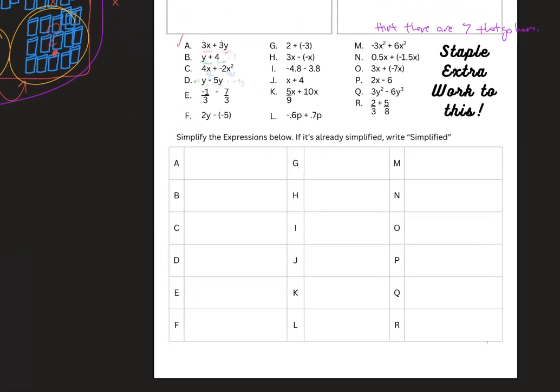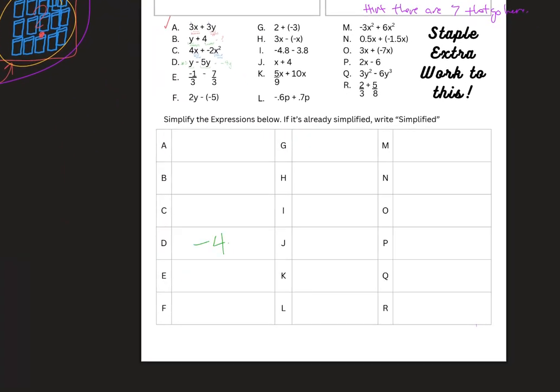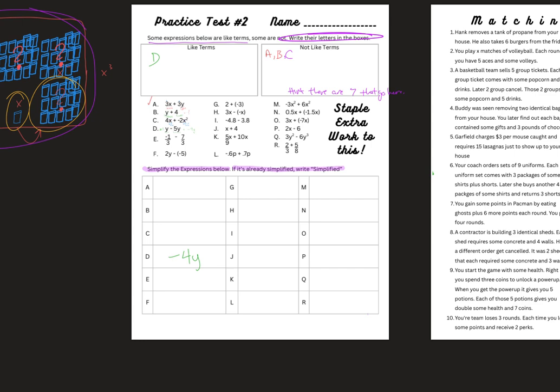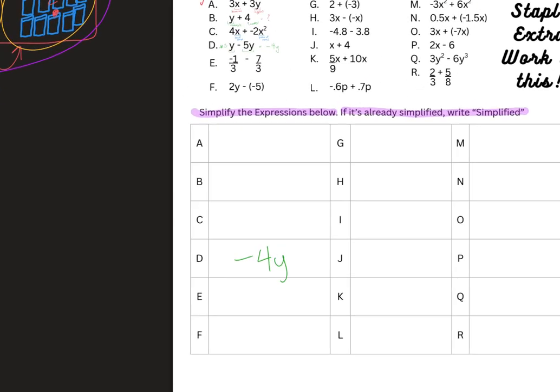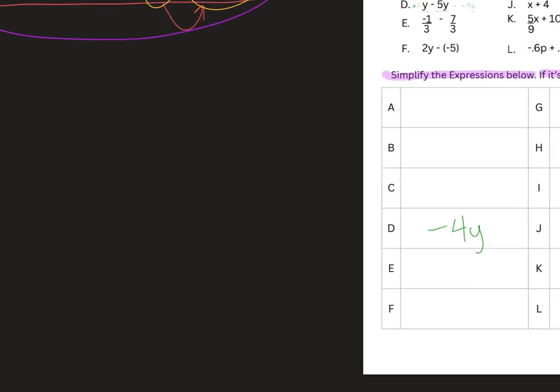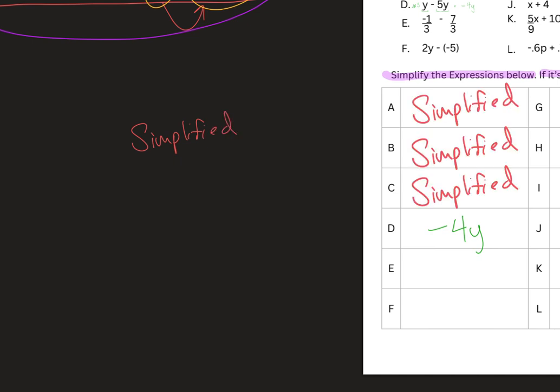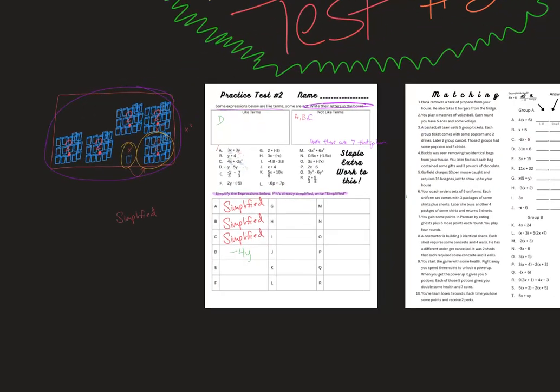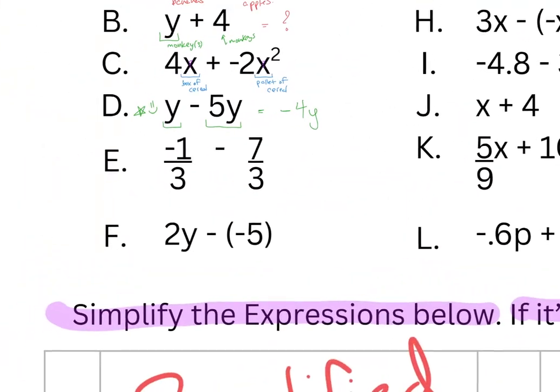And in fact, we're going to go down here and write -4y, because what we're also going to do is simplify each expression. And if it's already simplified, we're going to write simplified. You might recall I told you that there are 7 that are not like terms. Essentially, we're going to just call those simplified. So here's what I'm going to do. I'm going to write simplified down over here, and I'm going to copy and paste that in as we need it. Ta-da. So the first 3, technically simplified. Let's look at E.